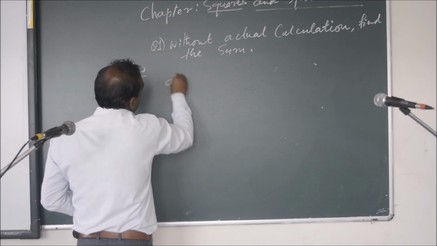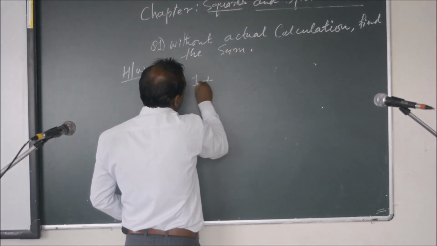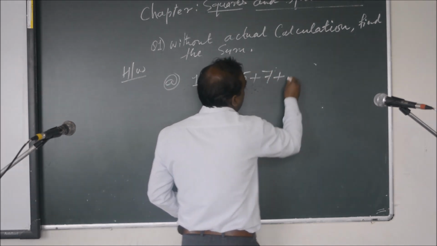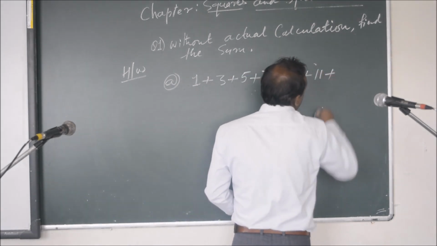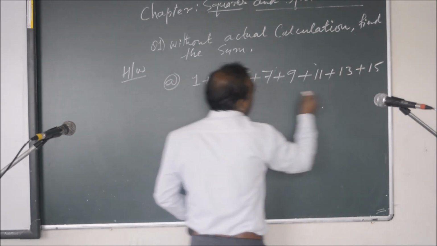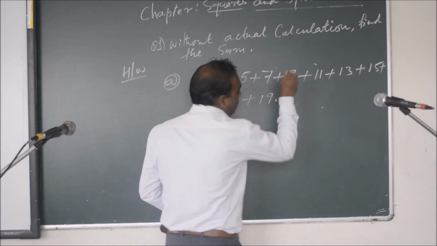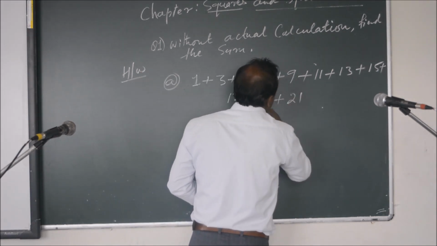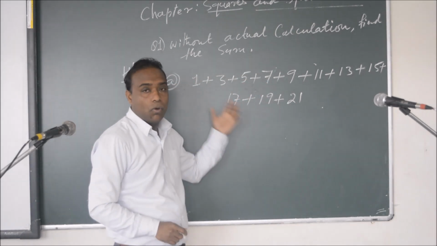Now this is question number A. The numbers are 1 plus 3 plus 5 plus 7 plus 9 plus 11 plus 13 plus 15 plus 17 plus 19. More is there, 19 plus 21. Now up to 21 is there. So this is your homework you have to do at your home.